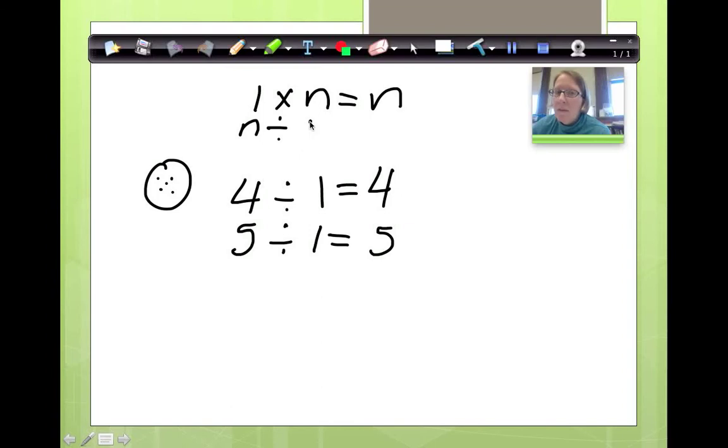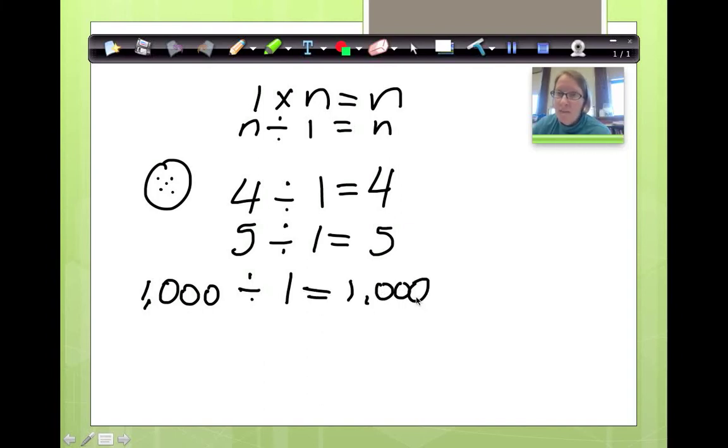So let's change the rule now for a division statement. Any number divided by 1 would give me that number. If I have 1,000 dots in here, I put them all in one group, I would still only have 1,000 dots, right? Okay.